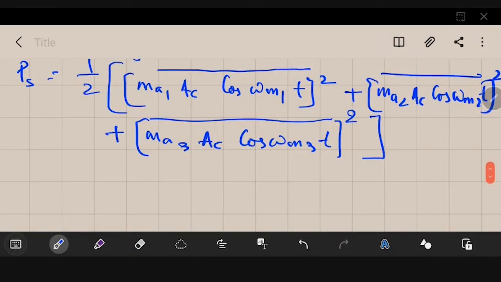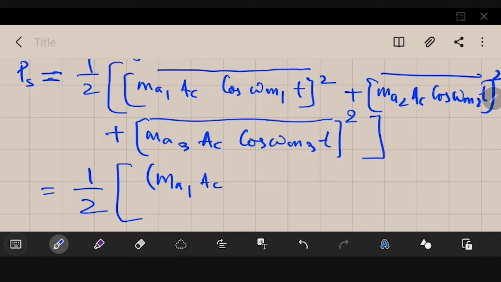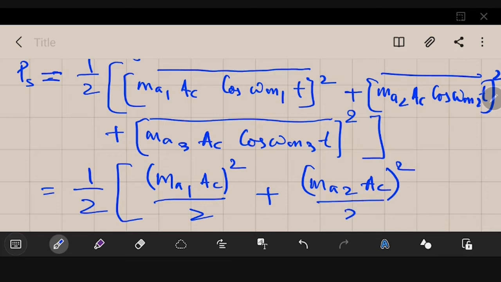So, can you tell me what will be the mean square value of MA1 AC cos omega M1 T? You could use the same formula that you were using for the previous expression. What will be the mean square value? MA1 AC whole square by 2. Okay. So it will be MA1 AC square by 2 for the first term. Similarly, for the second term, it will be MA2 AC square by 2, plus MA3 AC whole square by 2. So this much we will get.